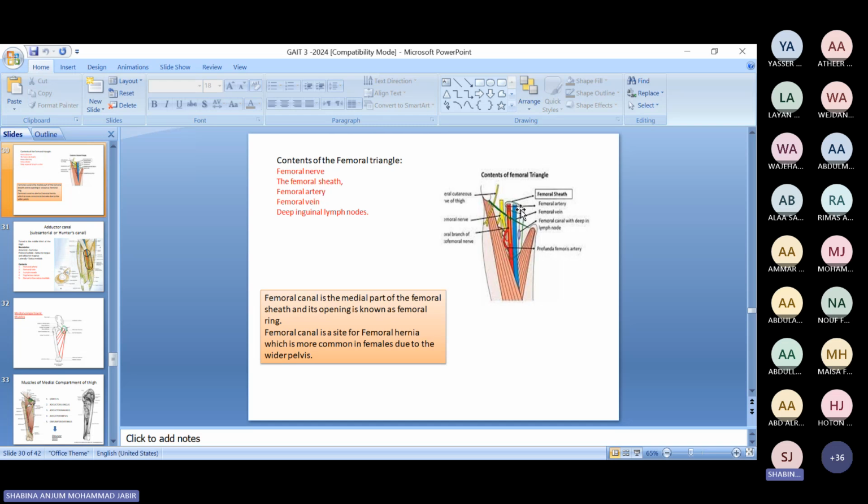You know hernia now? Any idea what hernia is? No? Herniation of the small intestine. Very good. So here you can imagine, because in females the pelvis is wider, this space will be wide. In old age when the muscles become weak, or maybe after multiple pregnancies, there are chances that the intestine may go through this canal. This is called femoral hernia, which can happen through the femoral canal. It is one of the common hernias in females due to the wider pelvis.